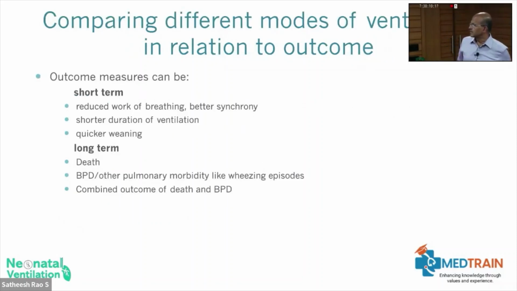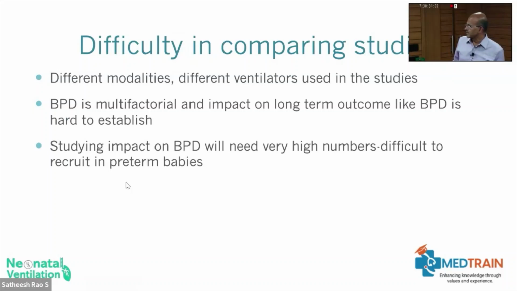So in terms of outcome measures in relation to the mode of ventilation, the studies are difficult to assess due to various parameters. You can look at short-term measures like reduced work of breathing, better synchrony, and shorter duration of ventilation, quicker weaning, and long-term measures like death, BPD, or the combined outcome. And it's difficult to compare because different modalities are used, different ventilators, and of course there is always a variability between clinicians. Not all of us ventilate the same.